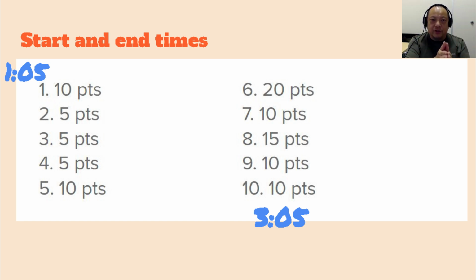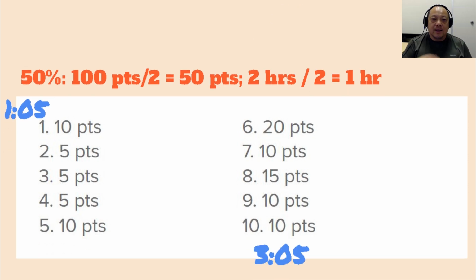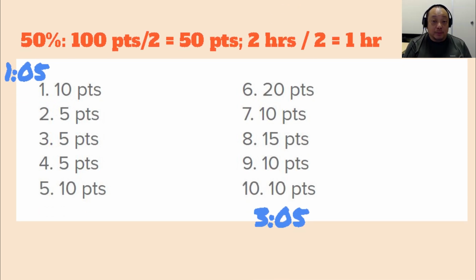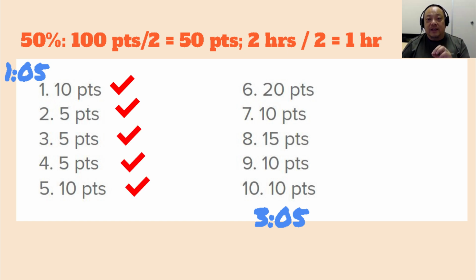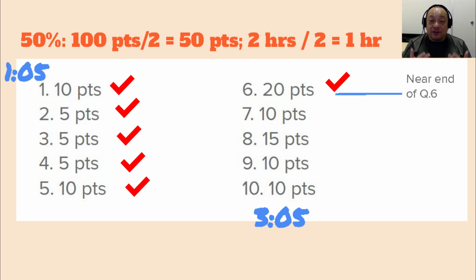Now I find the halfway point or the 50% point. Half of 100 points is 50 points. Remember, we're allocating by points. Half of 2 hours is 1 hour. So let's find the 50 points. Start adding from the beginning. Question 1 is 10 points. 10 plus 5 makes 15, plus 5 makes 20, plus 5 makes 25, plus 10 makes 35, plus 20 makes 55. The end of question 6 is 55 points. So the 50-point mark is near the end of question 6.